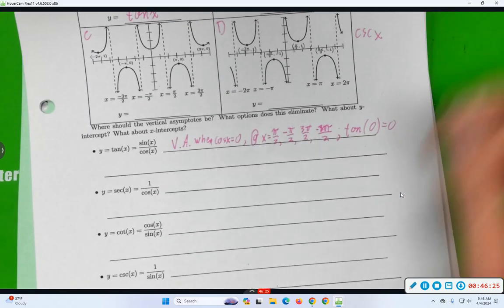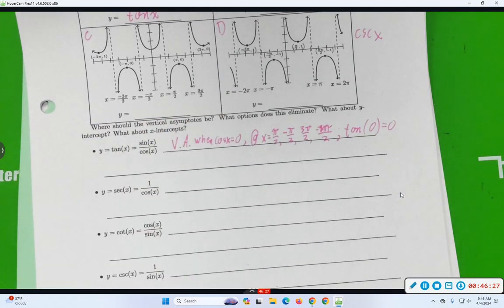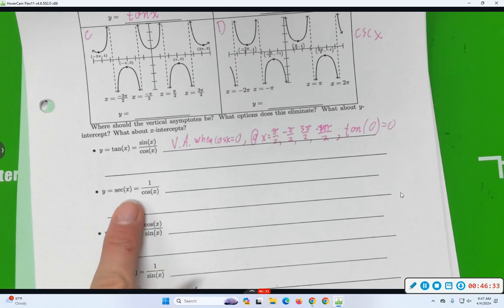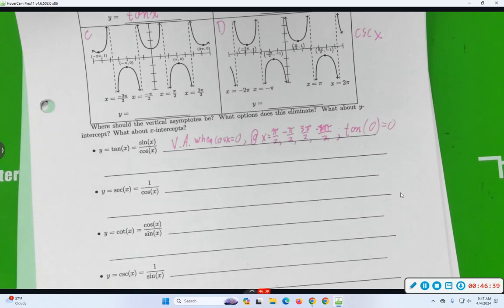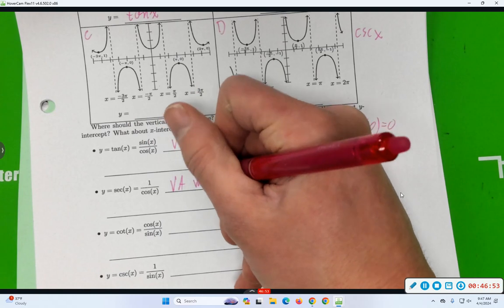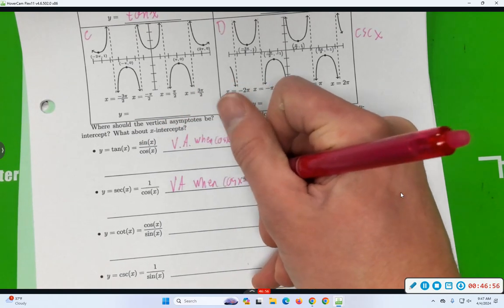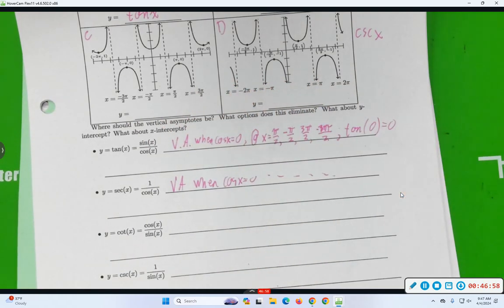And I bet if we can figure out which one has these vertical asymptotes, we'll also figure out which one is C. So let's go through the list. Secant looks like that. Where does this have a vertical asymptote? Same spots as tangent. Vertical asymptote means you divide by 0. So let's look for that. This has a vertical asymptote when cosine of x equals 0. Oh, cool. That's exactly the same thing as is written above. So, which one of these must be the graph of secant?